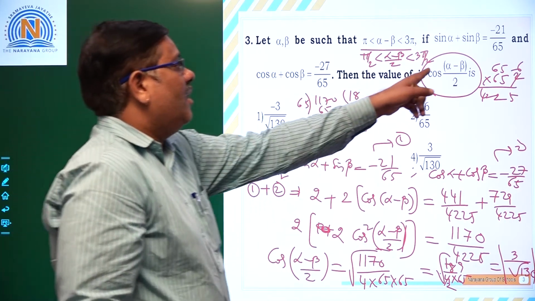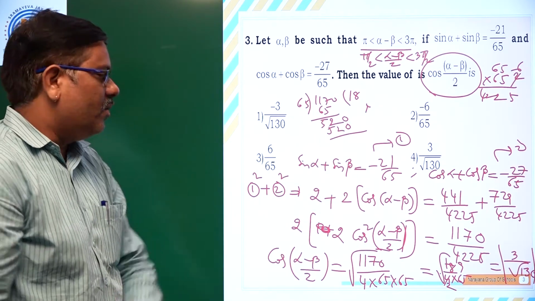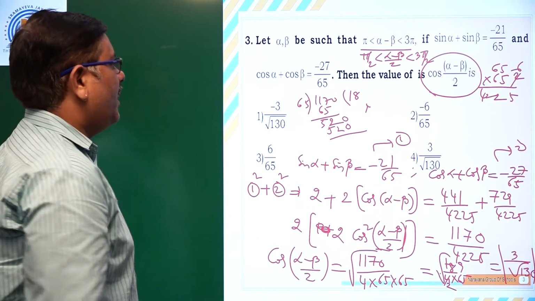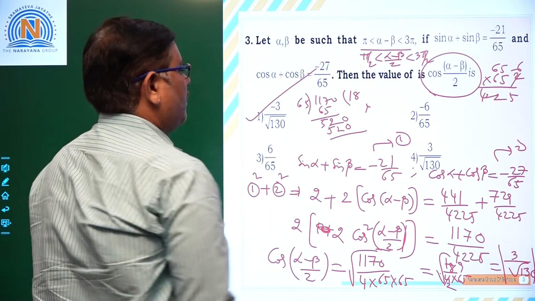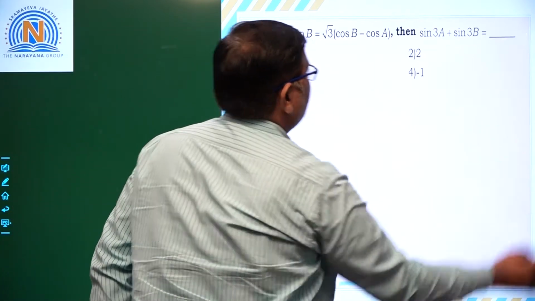But you know that for alpha minus beta by 2 lying between pi by 2 and 3 pi by 2, cos is negative. So the resultant answer we have to give as minus 3 by root 130. Minus 3 by root 130 is nothing but the first option for us. That is the right answer. Okay. Now let us see the next question.